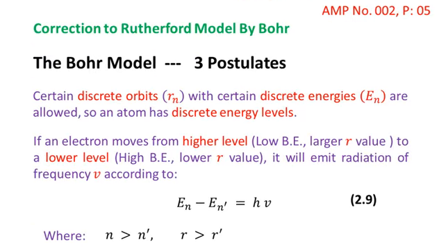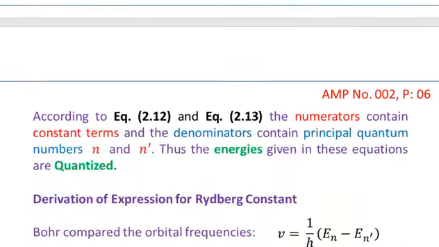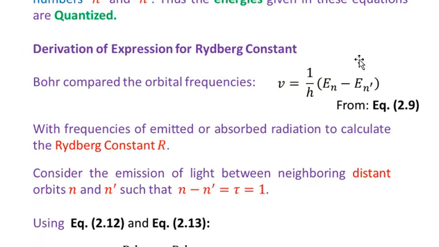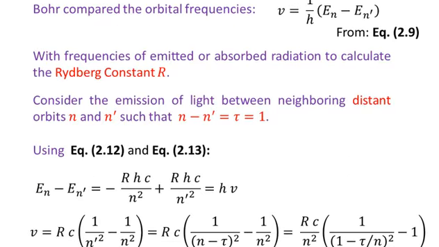So let me show you equation 2.9 over here, and from here you have solved this equation for the value of the frequency, and then you have used this value over there. So Bohr compared the orbital frequency given by this relationship with the frequencies of emitted or absorbed radiation to calculate the Rydberg constant R. Now consider the emission of light between neighboring distant orbits. Here I am using neighboring and distant orbits n and n prime.